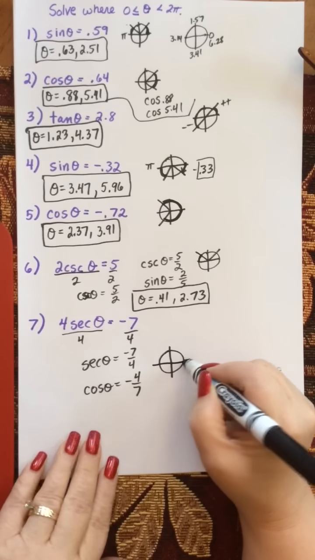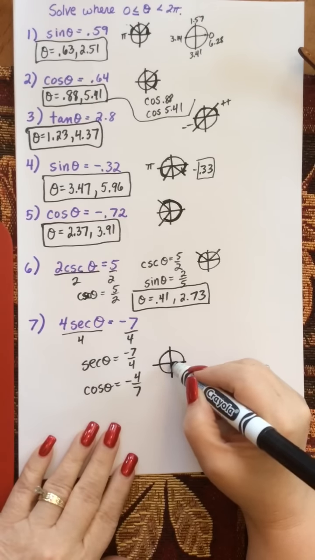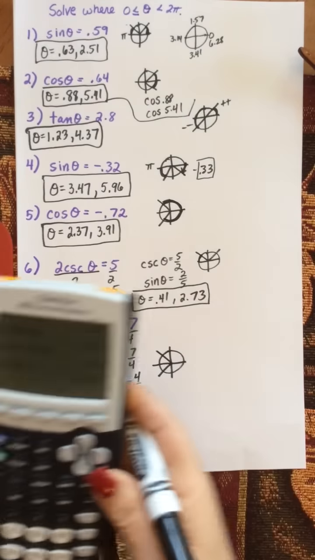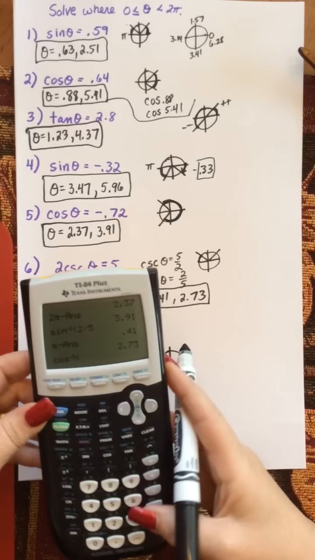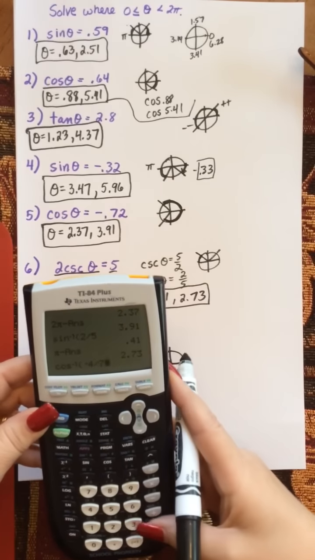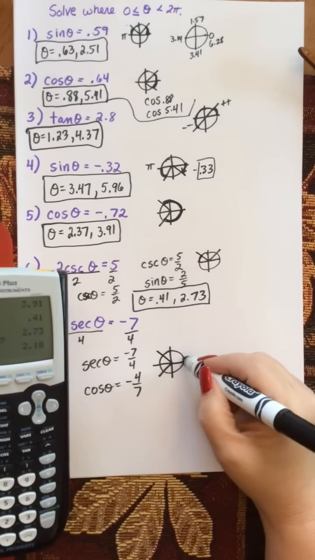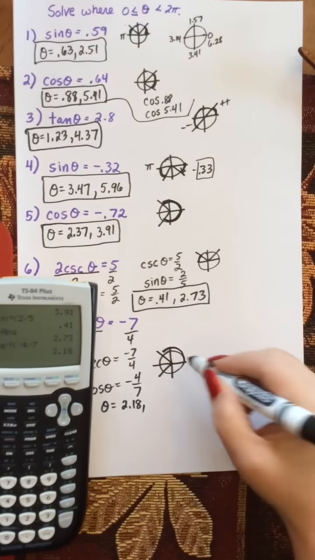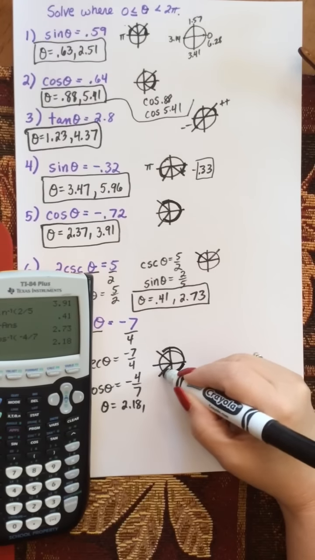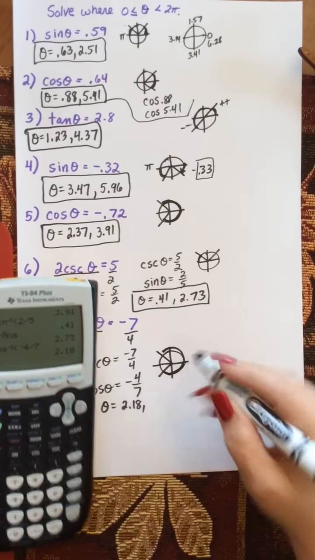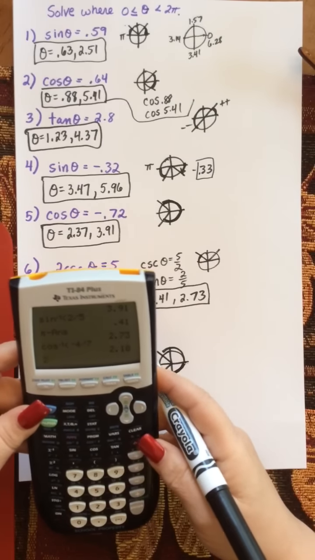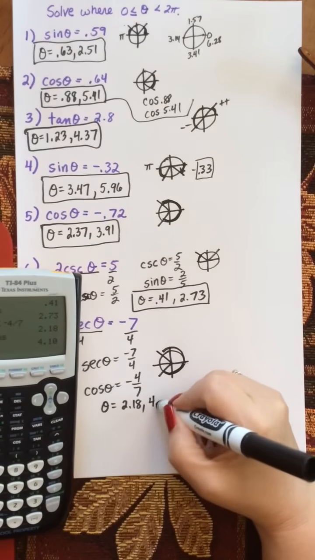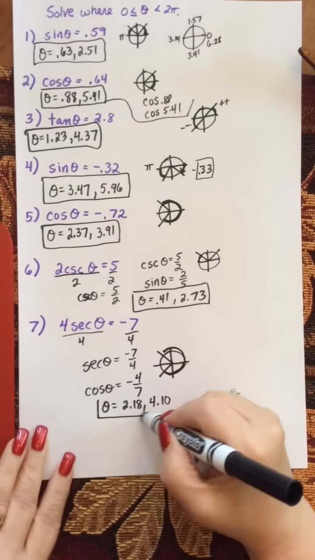So all I have to do here is I know that cosine is x. X's are negative in the left hemisphere. So here and here. So in my calculator, I'm going to go second cosine negative 4 divided by 7. And I get my first answer of 2.18. So theta is 2.18. Then I know that this is also 2.18 here, and it's going to be less than 2 pi. So I'm going to say 2 pi minus second answer. And so I get 4.10. So those are my two answers.